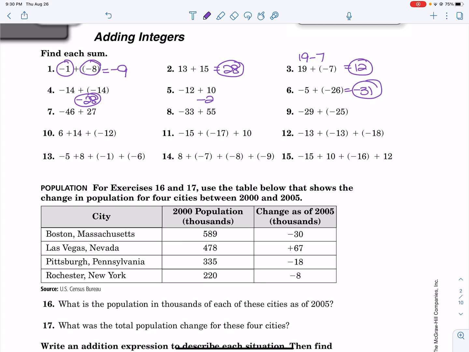-46 plus 27. So essentially what you're doing is 46 minus 27, but because the 46 is the bigger number and it's negative, this whole thing will be negative. So this is a -19. Okay. And then 55 and 33 is like saying 55 minus 33. So this gives me a 22. And my positive number was bigger. Okay. And then -29 plus a -25 is like adding the two negatives together. So this gives me a -54. Okay. And these other bottom ones that are down here were assigned as part of your summer work.